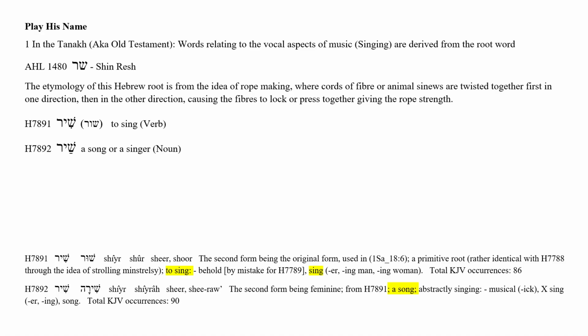In the Tanakh, words relating to the vocal aspects of music, that is, singing, are derived from the root word shin resh. The etymology of this Hebrew root is from the idea of rope making, where cords of fiber or animal sinews are twisted together, first in one direction and then in the other direction, causing the fibers to lock or press together, giving the rope strength.